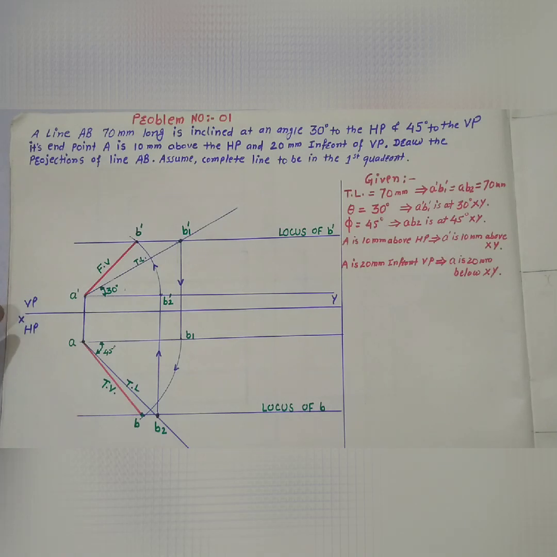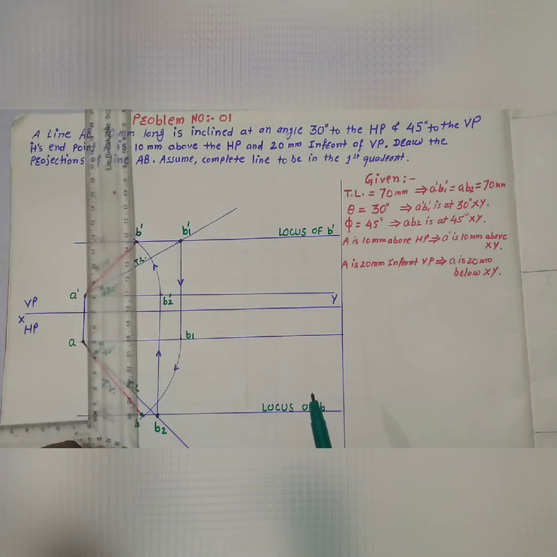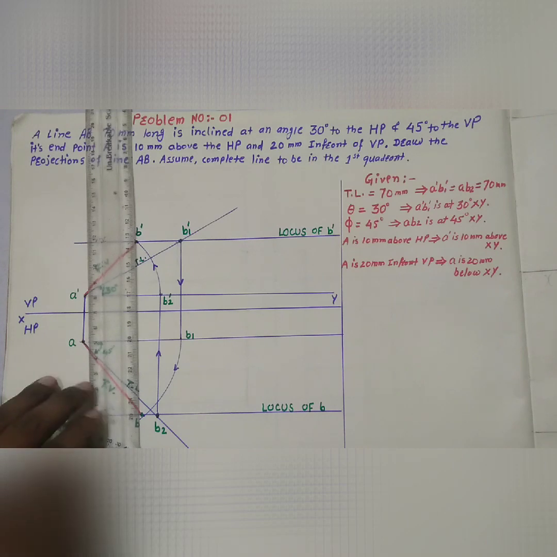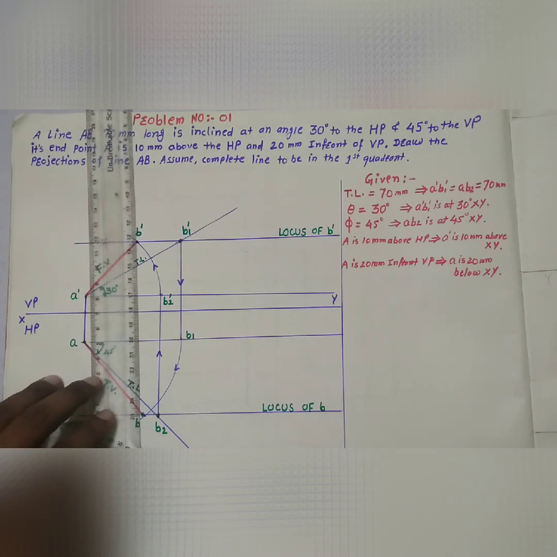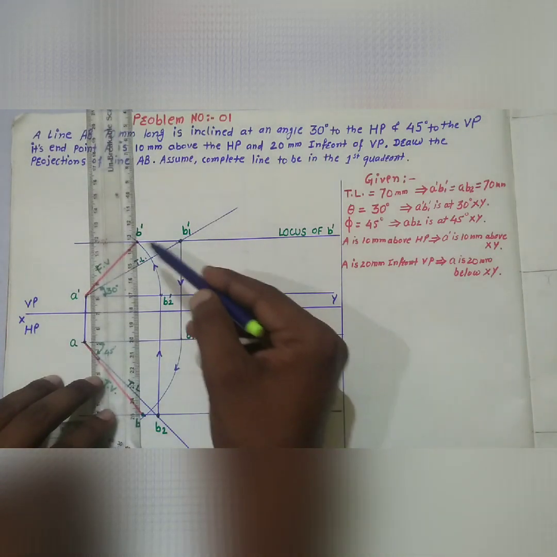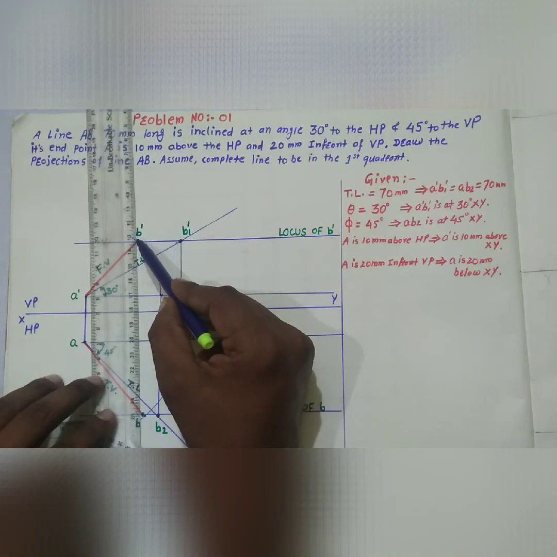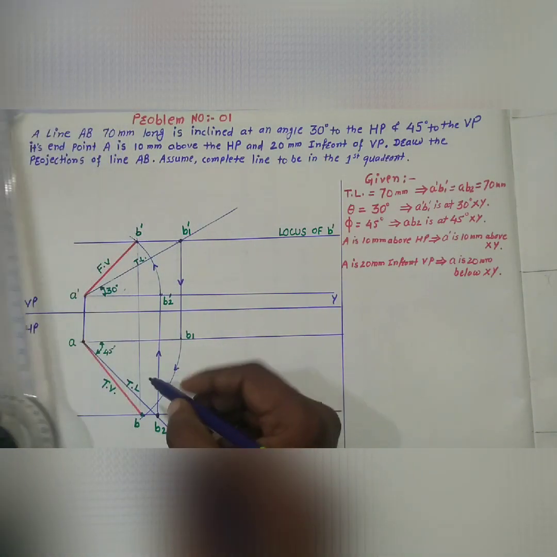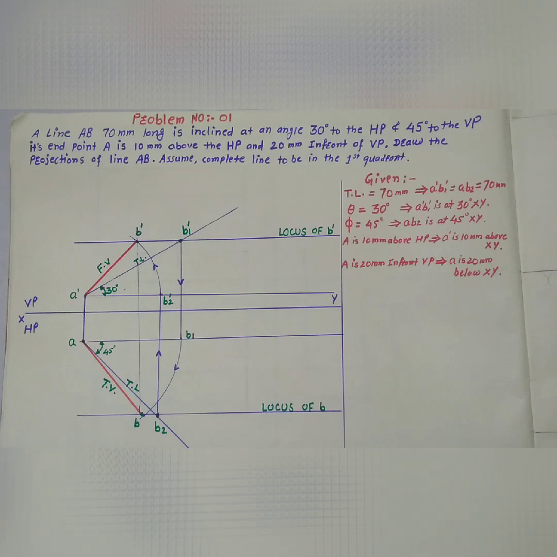So this is the first problem of projection of a line. Draw these two lines as straight lines, that is, join B dash and B1 dash by a straight line. Thank you.